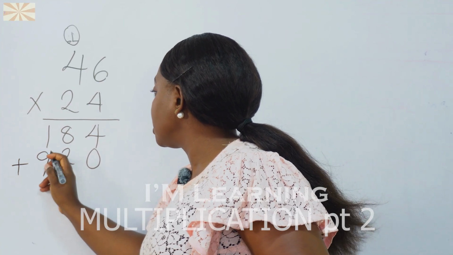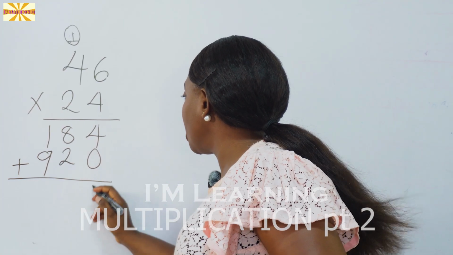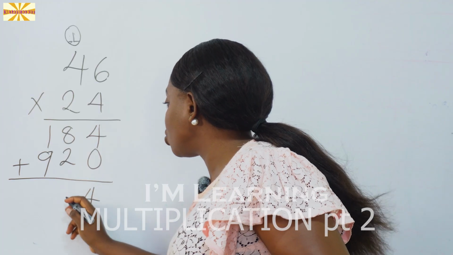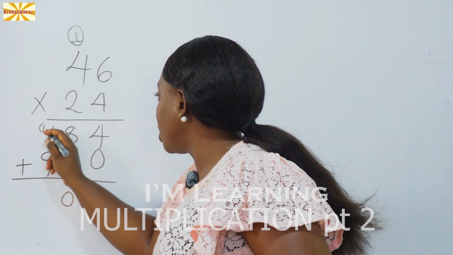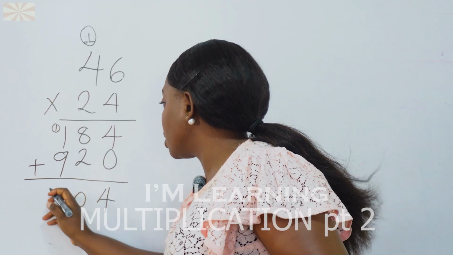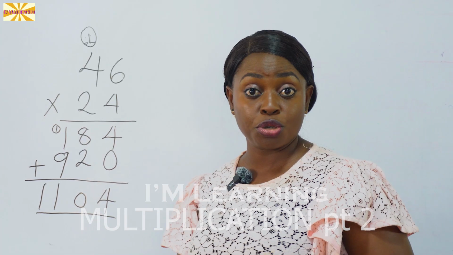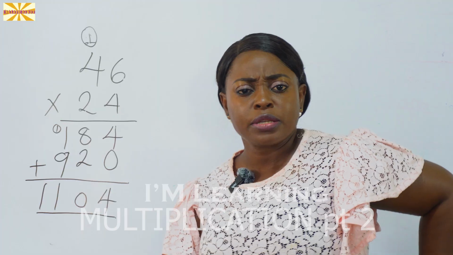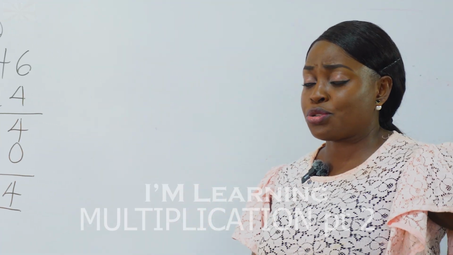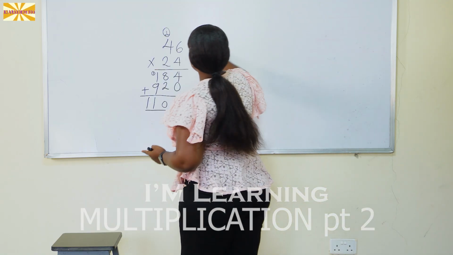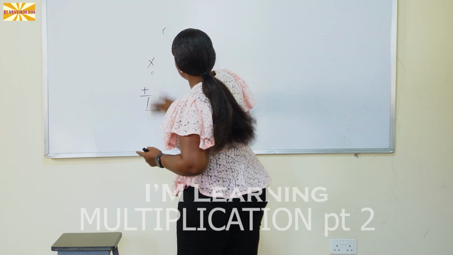And then we add. 4 plus 0 is 4. 8 plus 2 is 10. 0 will carry 1. 9 plus 1 is 10 plus another 1 is 11. So your answer is 1,104. So now let's look at another question. Another 2 digit by 2 digit question.